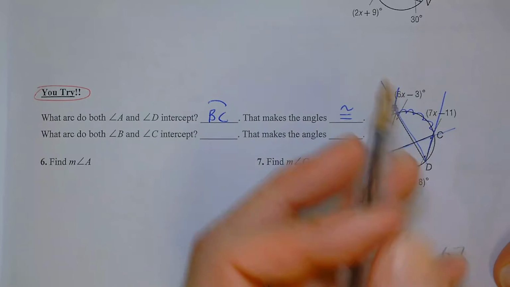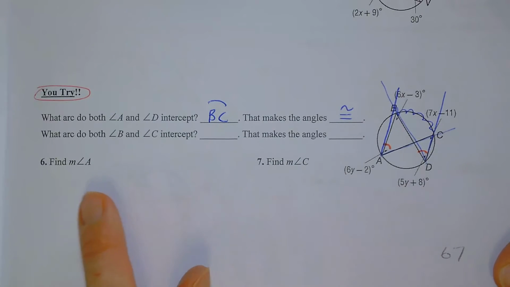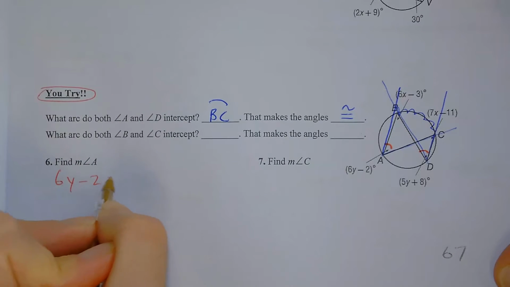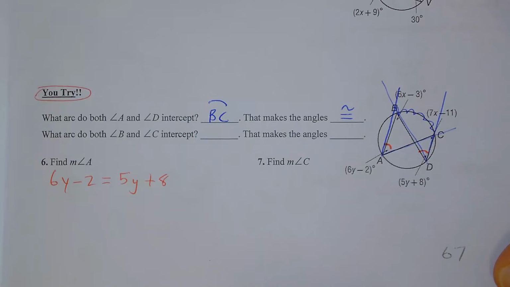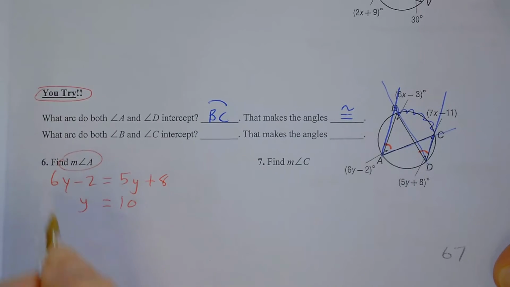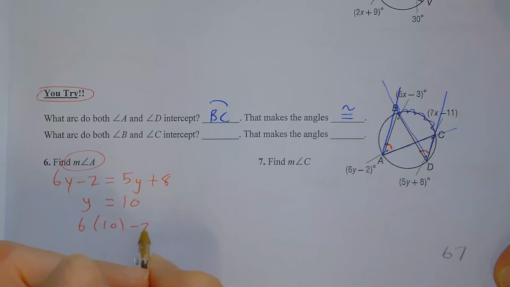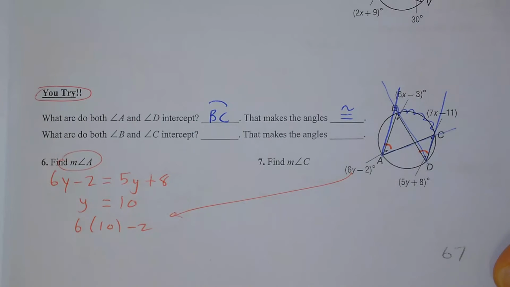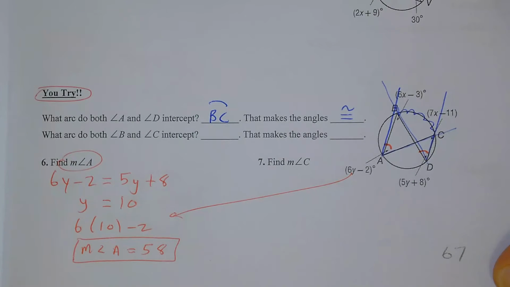Okay, so what that means is A is going to have to match D. So if A matches D, in order to find the measure of angle A, I can set these angles equal to each other. 6y minus 2 has to equal 5y plus 8. And now I'm going to solve for y. So y is going to end up being 10. And then it asks for angle A, so I'm going to plug that back into 6 times 10 minus 2, because that's angle A. And I'm going to get the measure of angle A equals 58. So it's a little algebra there.